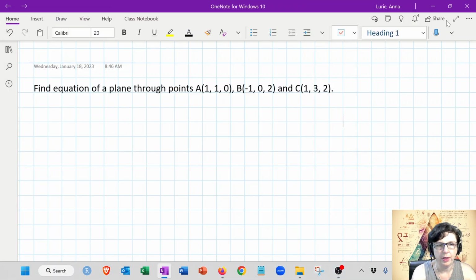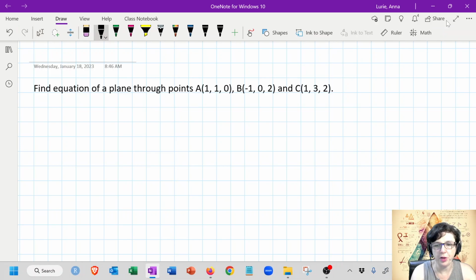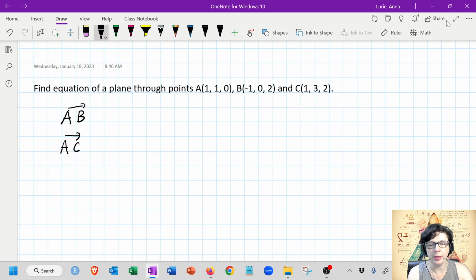So first of all, you have to come up with two vectors that would lie in this plane. Okay, so one of them could be AB, and the other one could be AC. It actually doesn't matter as long as these two vectors are not parallel to each other. Because if they're parallel, then you really can't find the cross product. I mean, you can find it, but it's going to be a zero vector, and that's not going to help you. Because you want the vector normal to that plane, right?